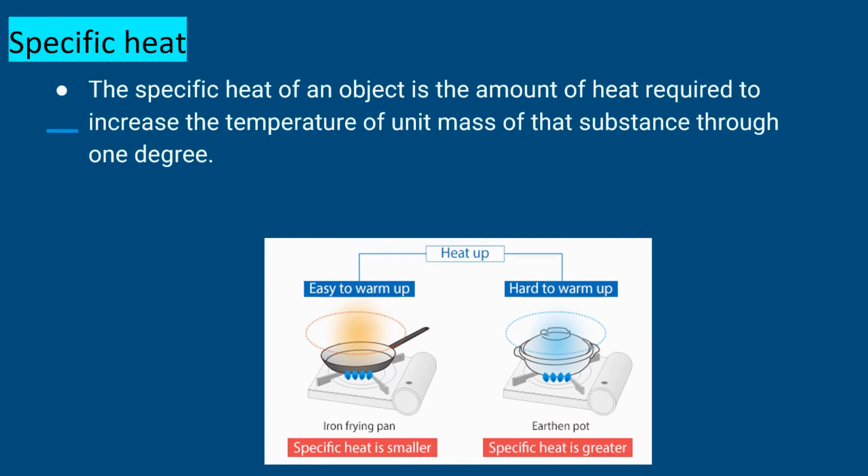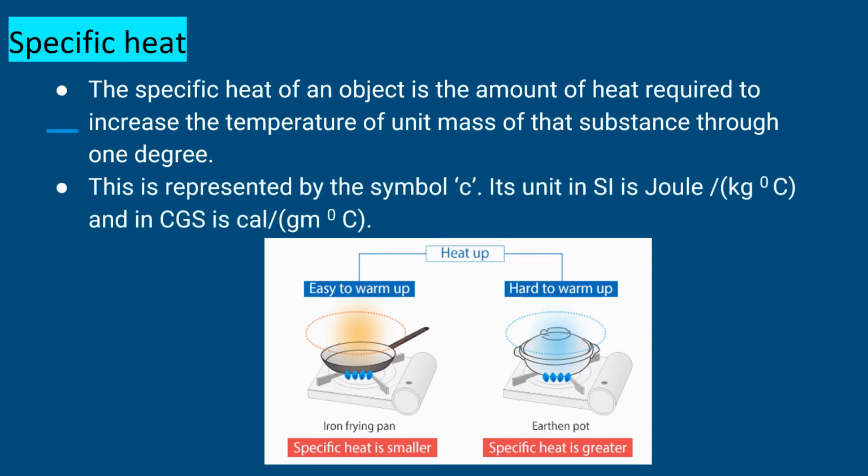So the specific heat of an object is the amount of heat required to increase the temperature of unit mass of that substance through 1 degree. It is denoted by the letter C, and its unit in SI is joule per kg degree Celsius, and in CGS is calorie per gram degree Celsius.